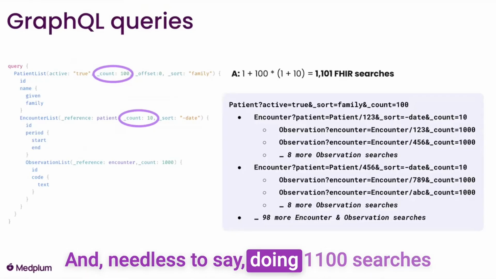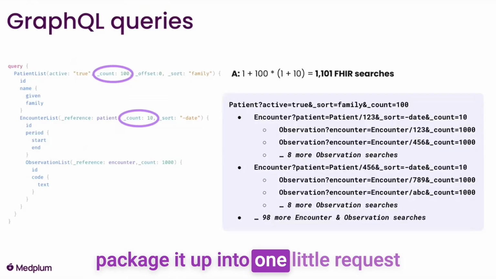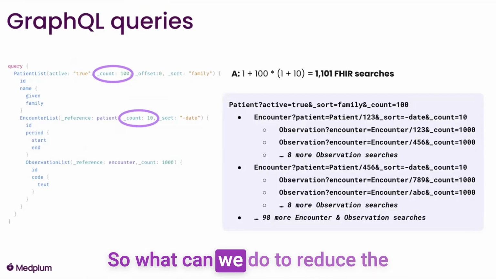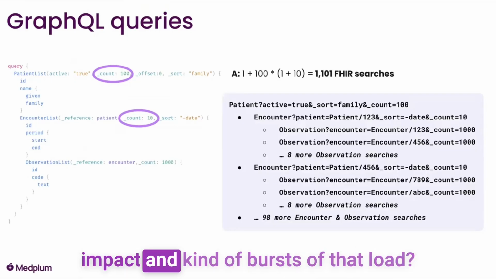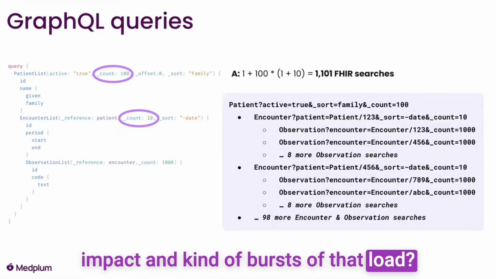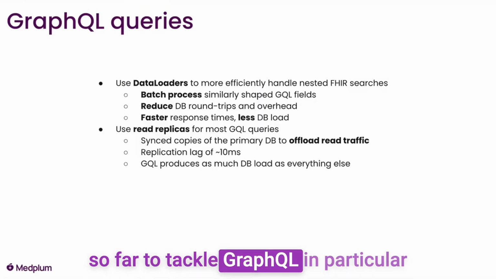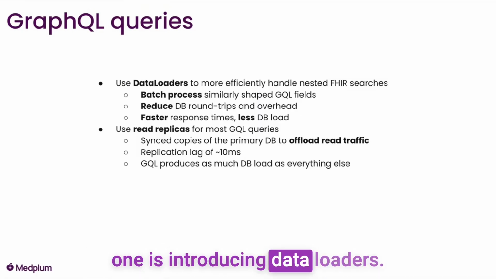And needless to say, doing 1,100 searches packaged up into one little request is a huge spike in load on the server. So what can we do to reduce the impact and burstiness of load? We wound up using 2 approaches so far to tackle GraphQL in particular. One is introducing data loaders.